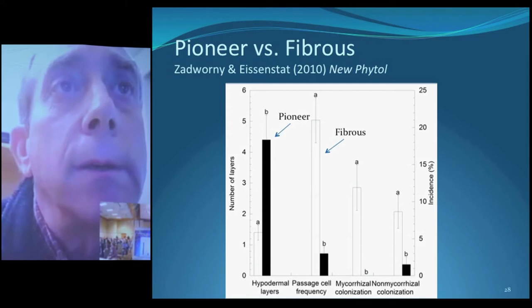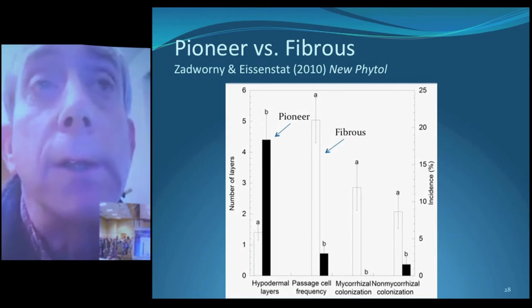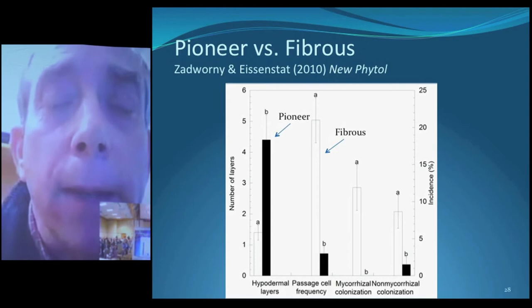Mycorrhizal colonization was roughly around 15% in 14-day-old roots, and there was no mycorrhizal colonization in pioneer roots. Mycorrhizal fungi were unable to colonize the pioneer root. But similarly, non-mycorrhizal colonization, these are fungi that were not mycorrhizal fungi and could have been pathogens, so we didn't know for sure, those also were much lower in the pioneer roots. So it's kind of like the pioneer root is the tank, and the fibrous root is the little automobile.